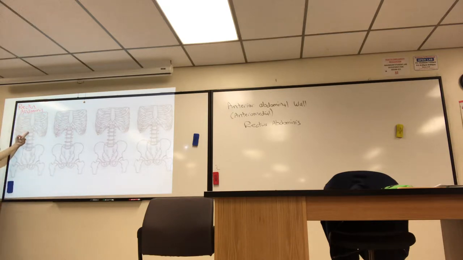So this is T12, I wrote that in. T5 is really all the way up here. So this muscle group actually attaches all the way up here, and it's going to run all the way down, around there.